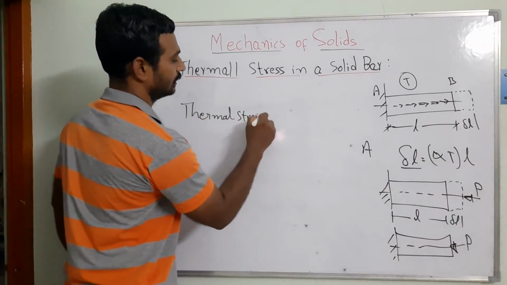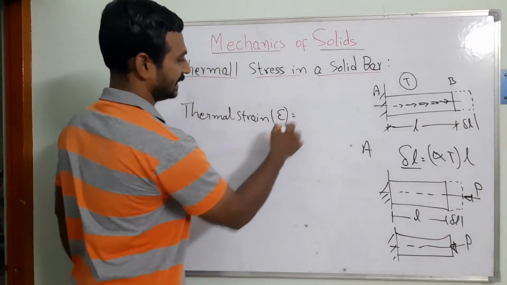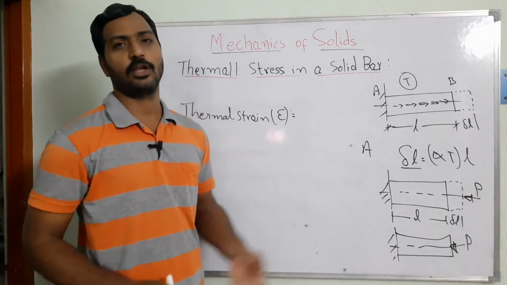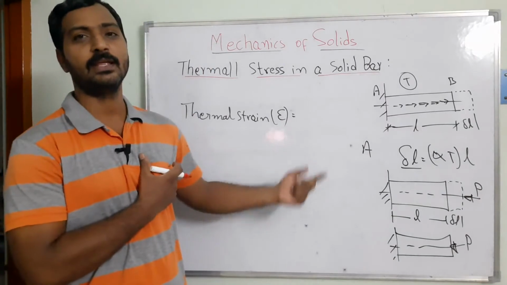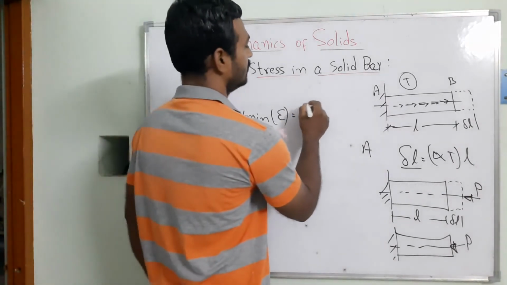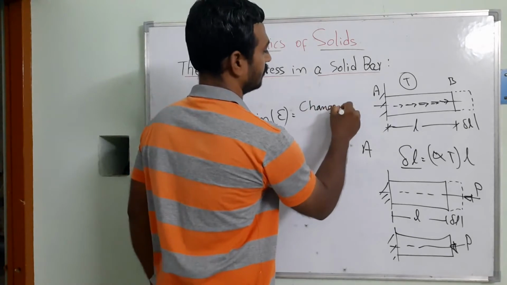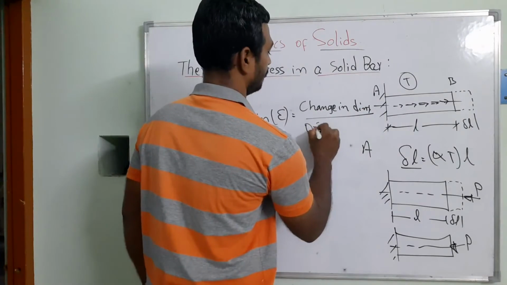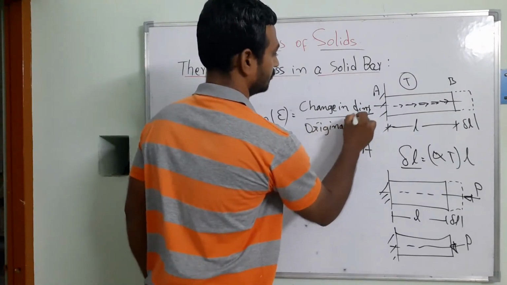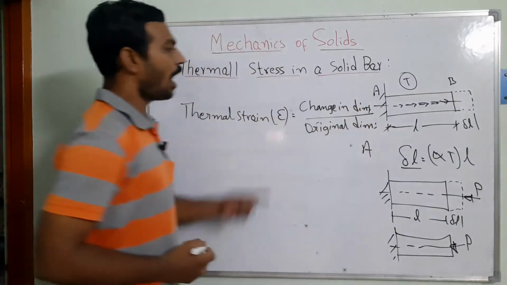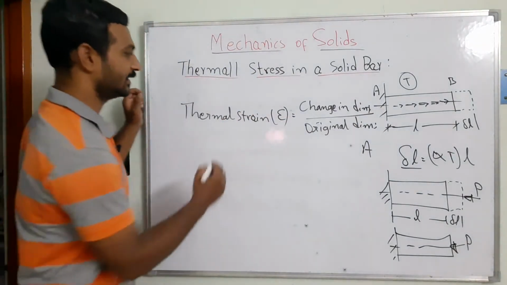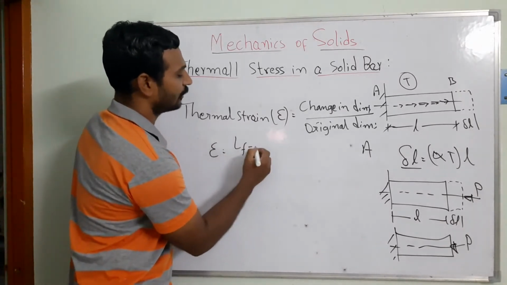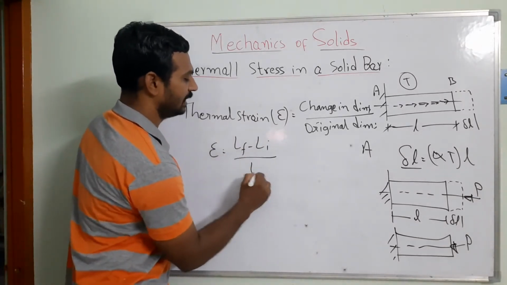So here is the thermal strain, epsilon, I am going to consider, right? So what is the epsilon? The change in dimensions to the original dimensions we are going to call. Here what is the change in dimensions we are getting? That is the change in dimensions by original dimensions. So how are we going to find the change in dimensions? There we can see epsilon, the thermal strain, is equal to the final length of the system minus the initial length of the system, divided by the initial length.